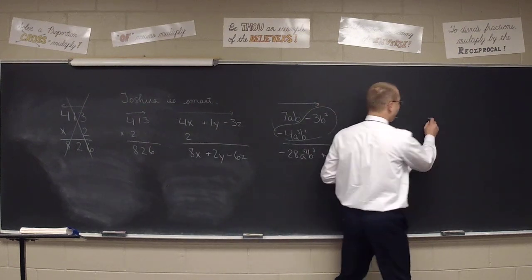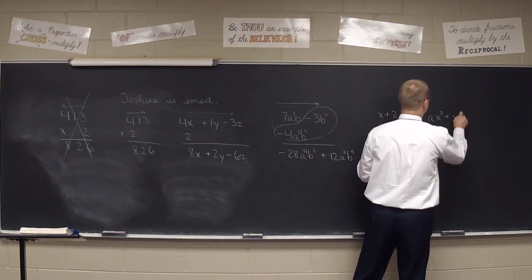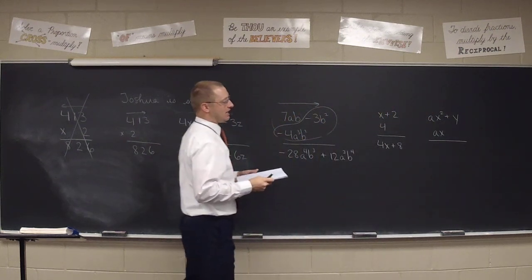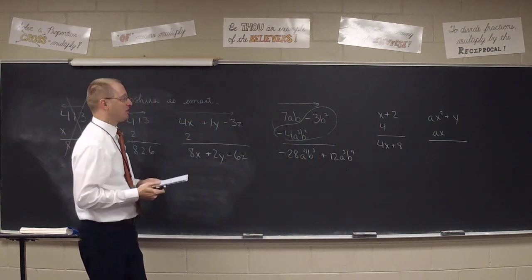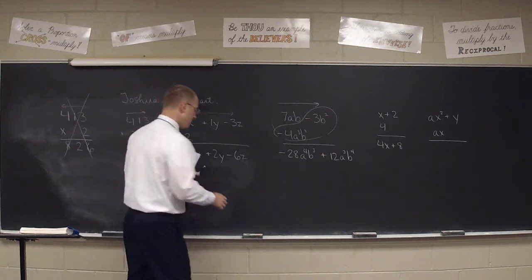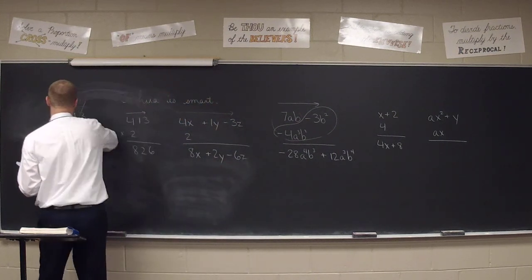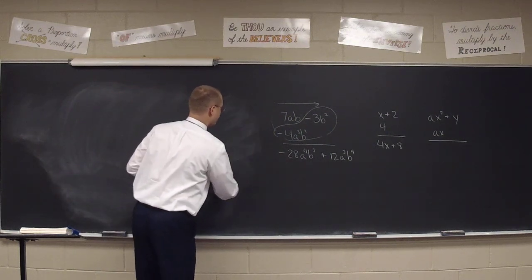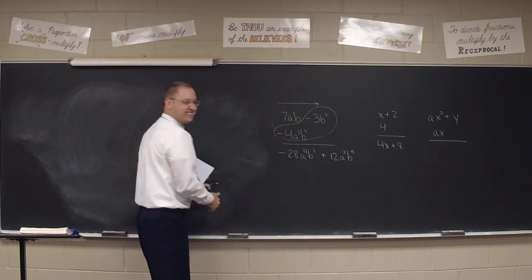All right, how about this one? Ax squared plus y times ax. Multiply by the one term, then multiply by the next term.